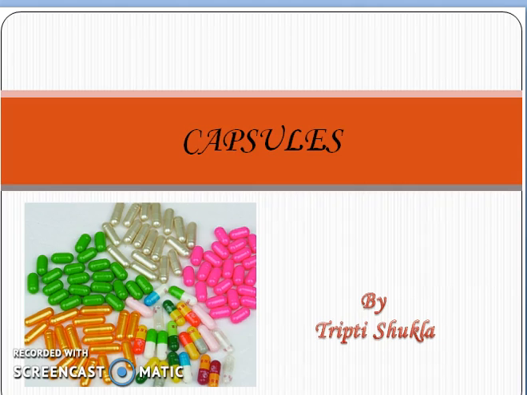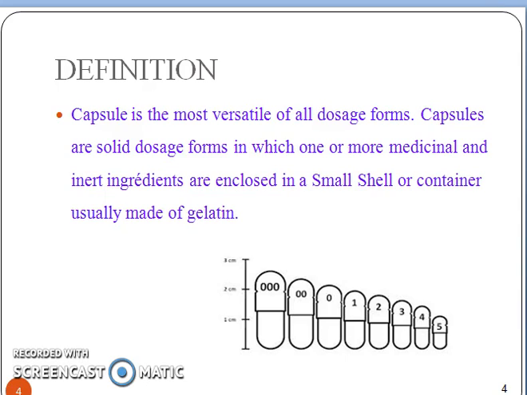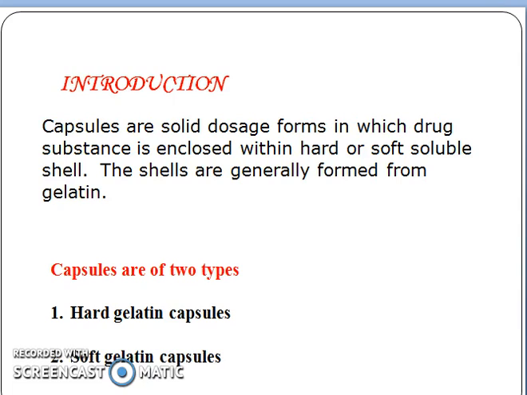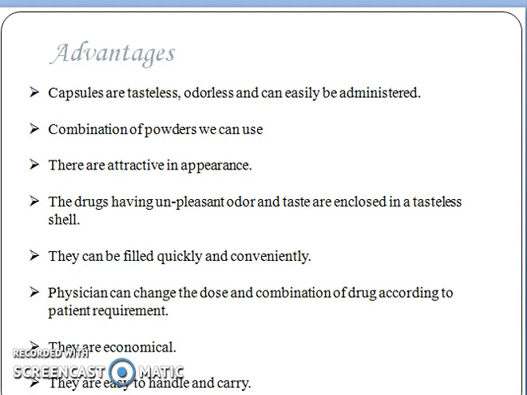Now we'll start with introduction to capsule. Capsules are the most versatile of all dosage forms. Capsules are solid dosage forms in which one or more medicinal and inert ingredients are enclosed in a small shell or container, usually made of gelatin. Capsules are solid dosage forms in which drug substances are enclosed within hard or soft soluble shells. The shells are generally formed from gelatin. Basically, capsules are of two types, hard gelatin capsules and soft gelatin capsules.